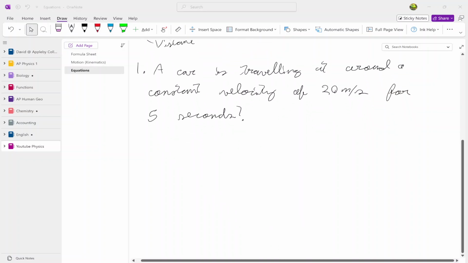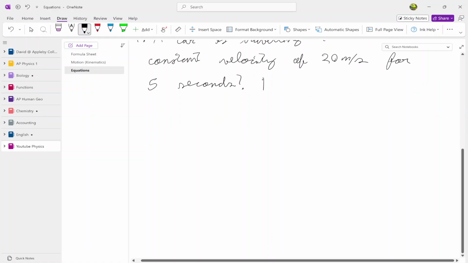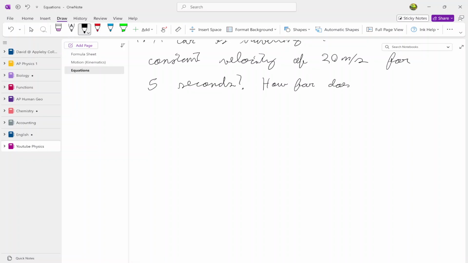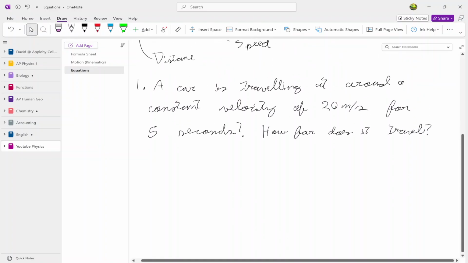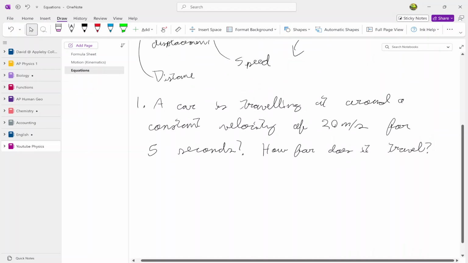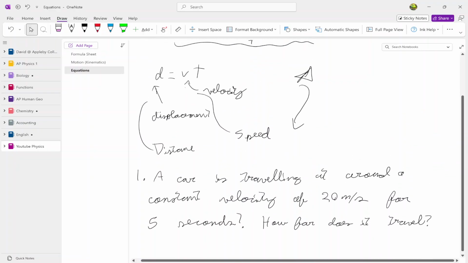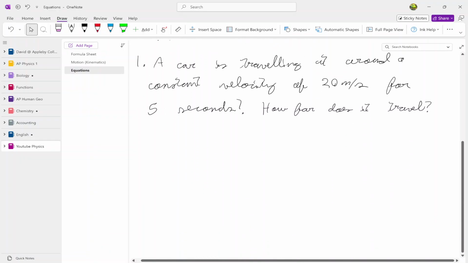So first, we have to ask the actual question for this. So, how far does it travel? That's what the question is asking. So first, let's read the question. A car is traveling around constant velocity of 20 meters per second for 5 seconds. How far does it travel? All right, so let's look at our equation so far. We've obviously learned this one, d equals v times t. Let's state it.